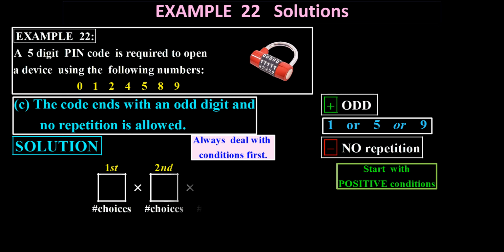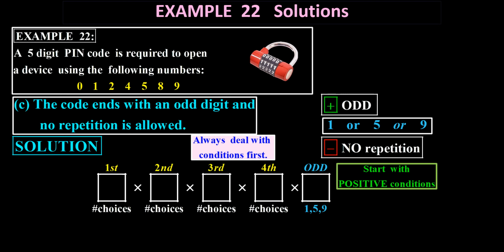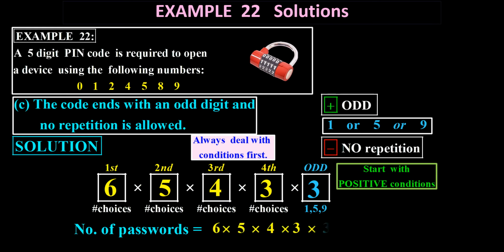So let's start with the positive one first, right? So if it ends, let's sort this one out first. Let's look at the positive condition here. Any of the 3 could be my end digit. Now, because I have 7 digits, I already filled up 1. That means I only have 6. Now I already filled up 2, so I have 5. I already filled up 3, so I have 4. And then filled up 4, so I have 3, right? So that is the number of options I have if the code must end with an odd digit and no repetition of digits would be allowed. And that gives me the value 1080.